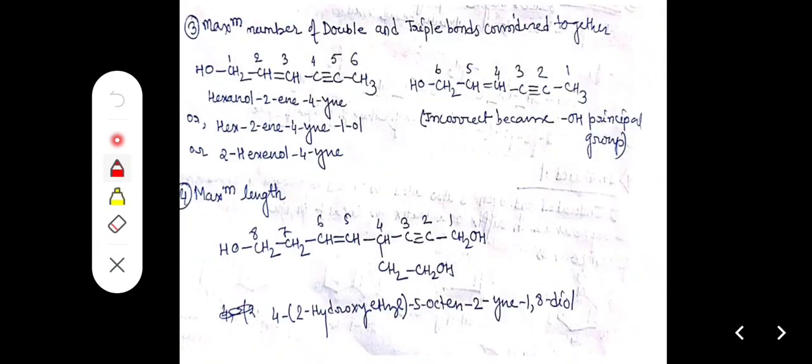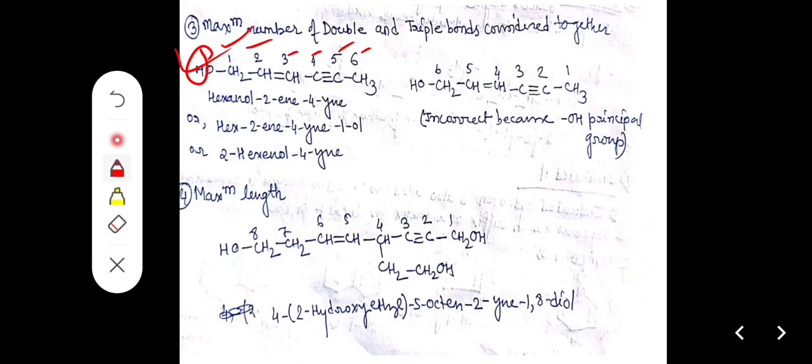Maximum number of double bonds and triple bonds considered together. If in any chain there is the maximum number of double and triple bonds, this chain is the principal chain. Okay. So we have to consider the functional group, and then we start 1, 2, 3, 4, 5, 6. So there should be 6 carbon atoms, so we can say hexanol. Hyphen 2-ene, because position 2 has the double bond and position 4 has the triple bond. Triple bond means yne, so we can say hexanol hyphen 2-en hyphen 4-yne.